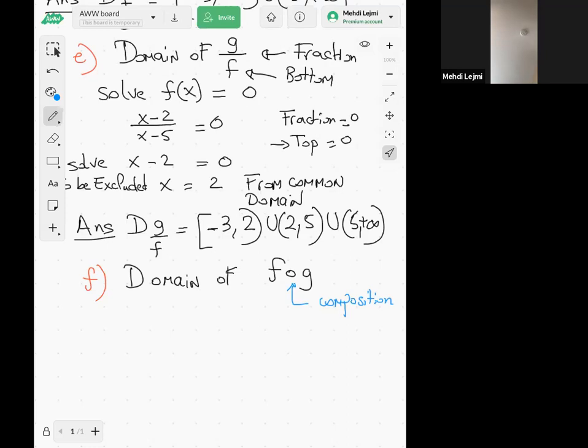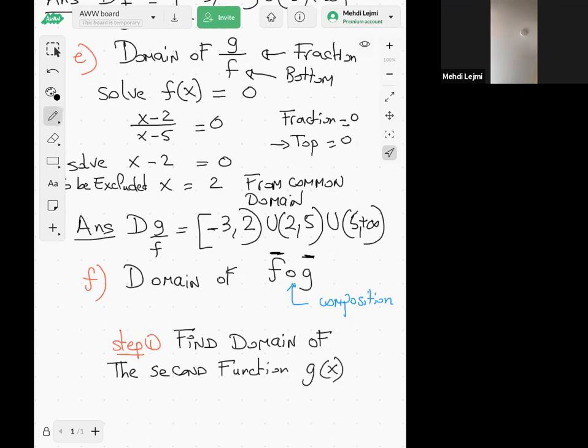So first step, if you want to find the domain of F composed with G, step one, find the domain of the second function, which is g of x. This is my first function, and here's my second function. So the second function, which is g of x. All right. Of course, I know the domain of g of x. We already solved the domain of g of x, right?